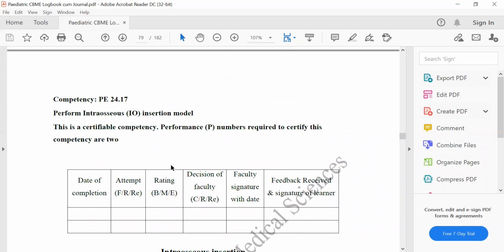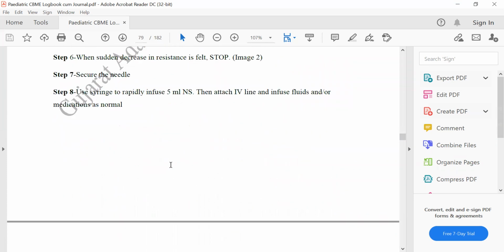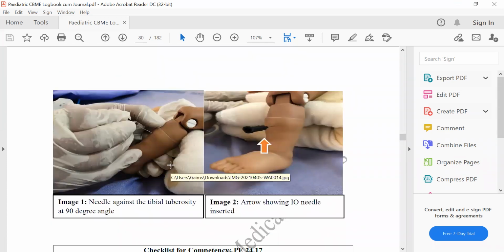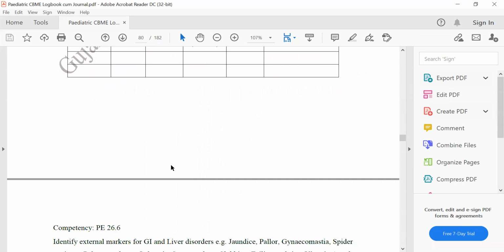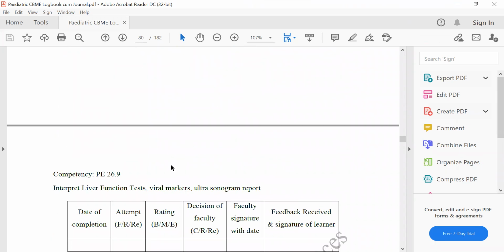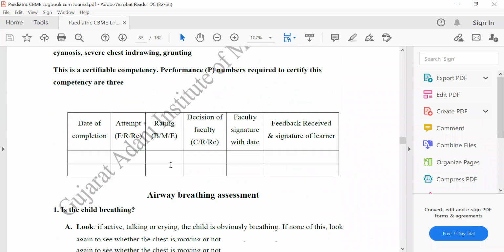And this is also the certifiable competency, intraosseous insertion. So these are the steps, and this is the picture showing the intraosseous insertion. So this is the checklist. So similarly for all the competencies in which it is certifiable, I have mentioned some details.